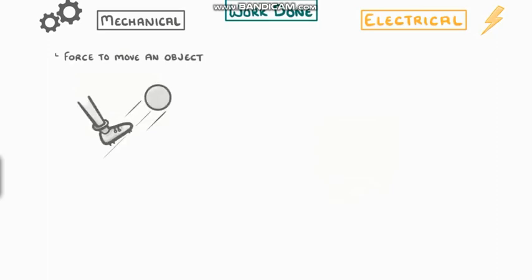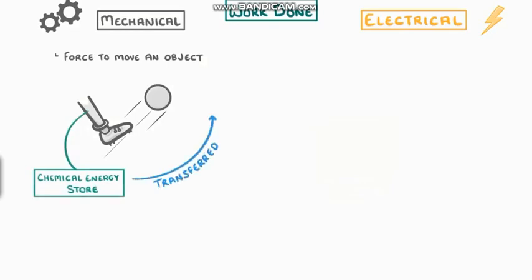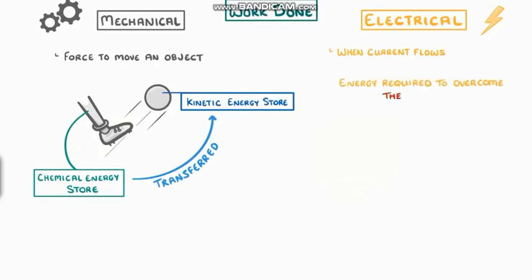Another way of saying energy transferred is work done, and there are two main types you need to know: mechanical and electrical. Mechanical work done involves using a force to move an object, such as kicking a ball up in the air, which involves energy from the chemical energy store of your leg being transferred to the kinetic energy store of the ball. Electrical work, on the other hand, is done when current flows. You can think of this as the energy required to overcome the resistance in the wires of a circuit.